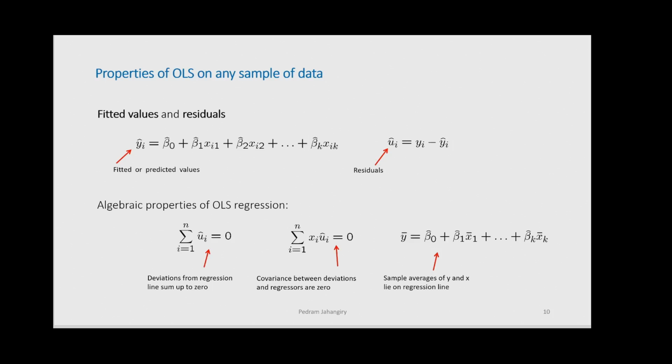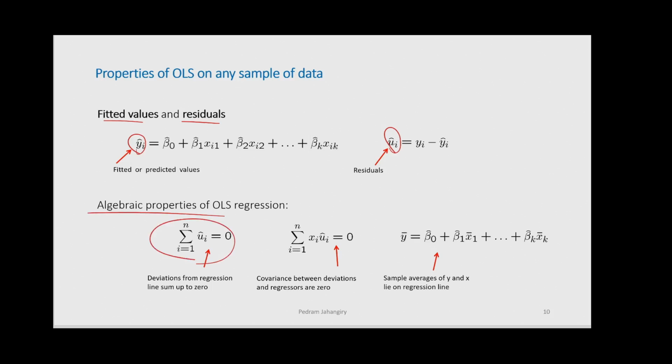Algebraic properties are going to be exactly the same. This is just terminology again. The same things, fitted values and residuals. These are the fitted values or predictions. These are the residuals, y minus y hat. And again, algebraic properties are exactly the same.